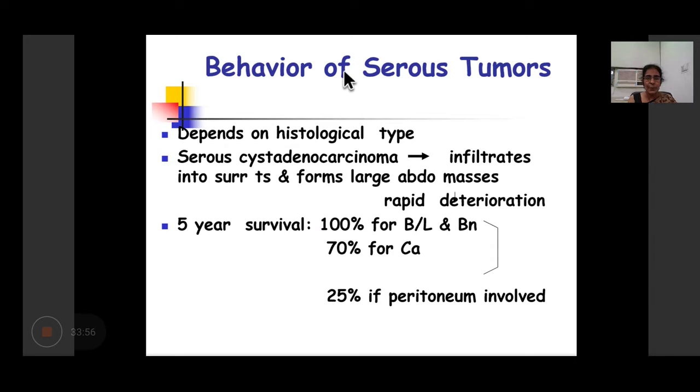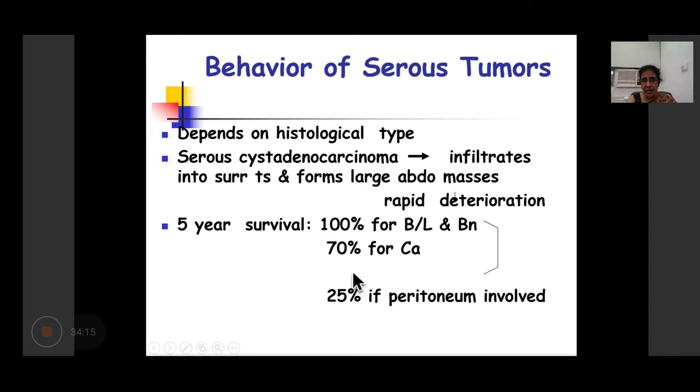So what does the prognosis depend upon? Prognosis depends upon the histological type. The benign ones have a very good prognosis, no metastasis, nothing occurring at all. And 5-year survival is very good if there is no invasion. So for benign and borderline ones which show no invasion, there is a 100% 5-year survival.